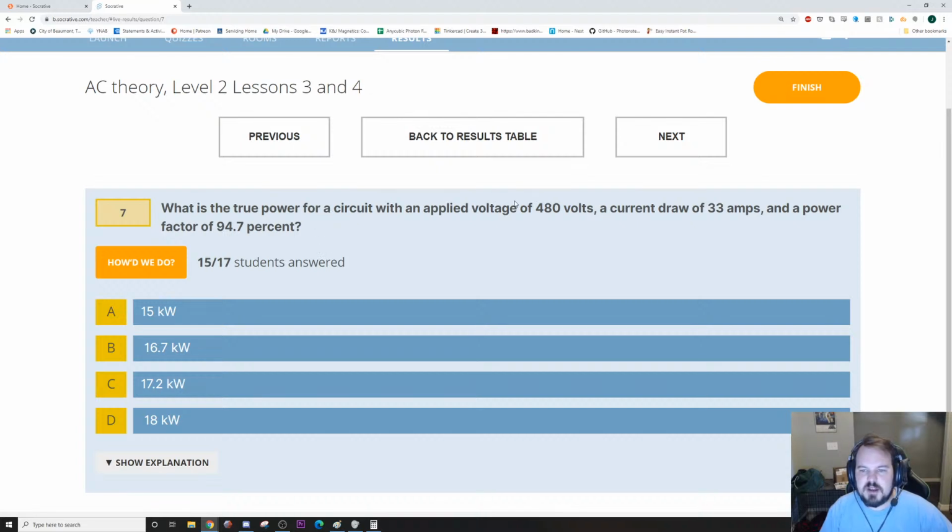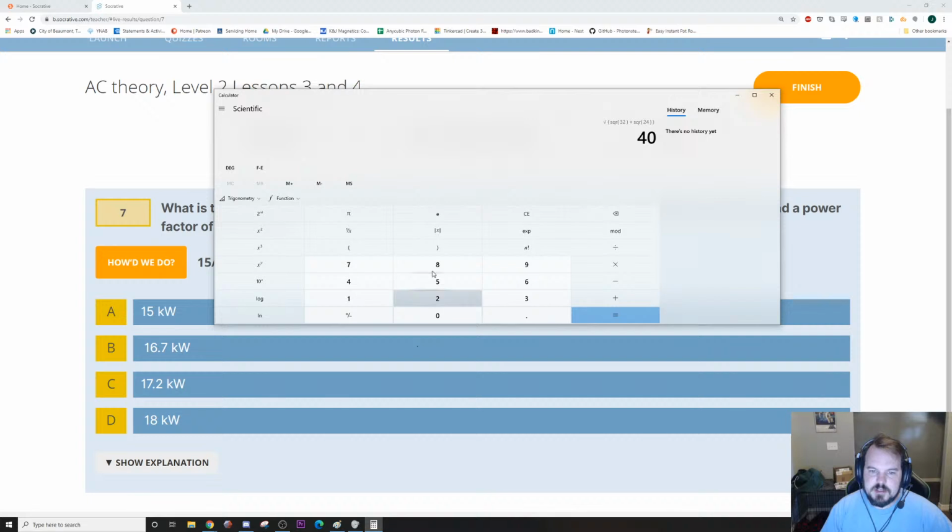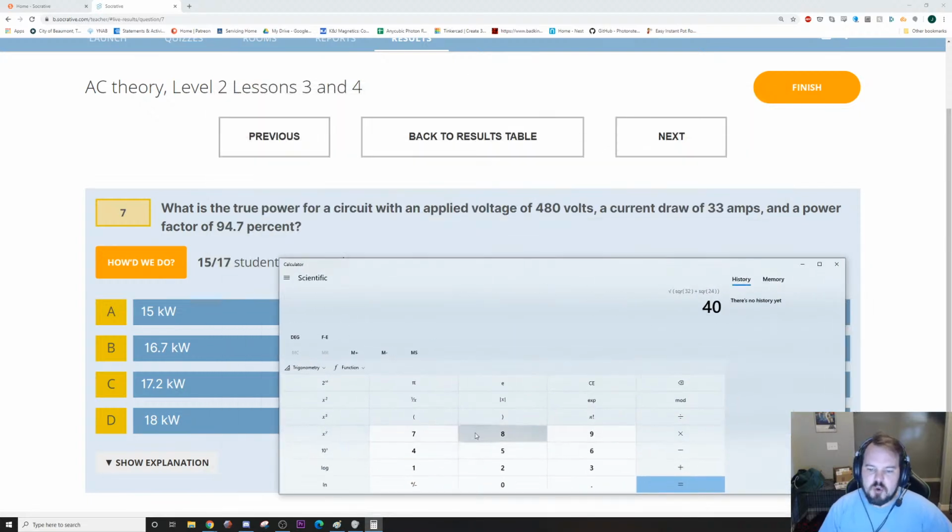What was the true power for a circuit with applied voltage of 480 volts, a current draw of 33 amps, and a power factor of 94.7%? Okay, so what this is saying, let's pull out our calculator. It's got 480 total volts and 33 total amps. So the total power is 15,840. Okay? And 94.7% of that power is the true power.